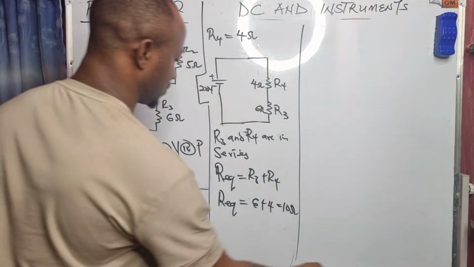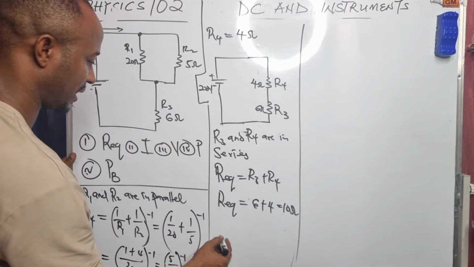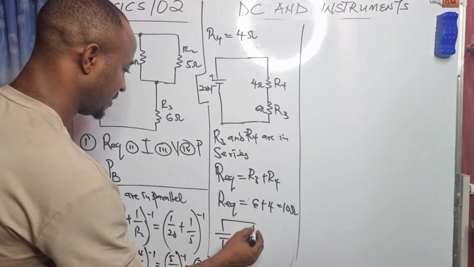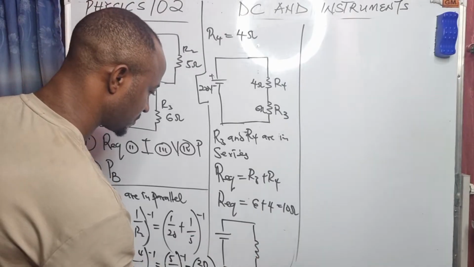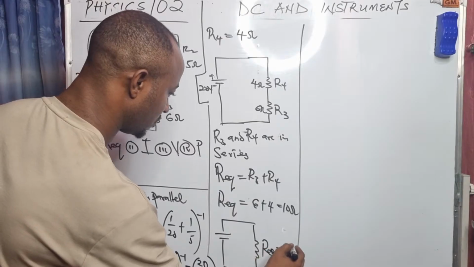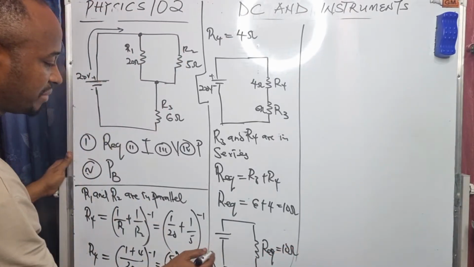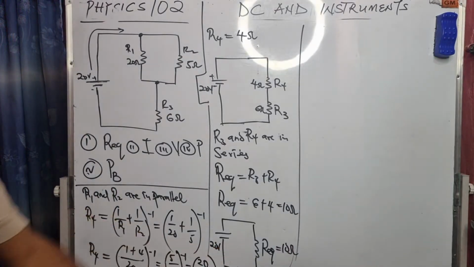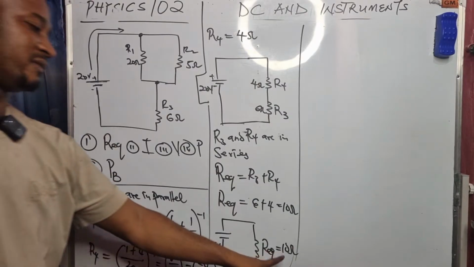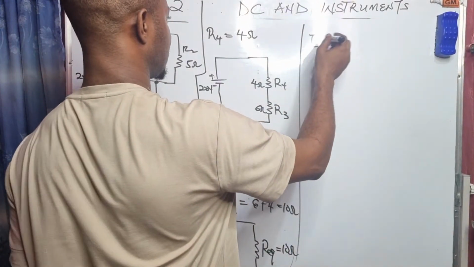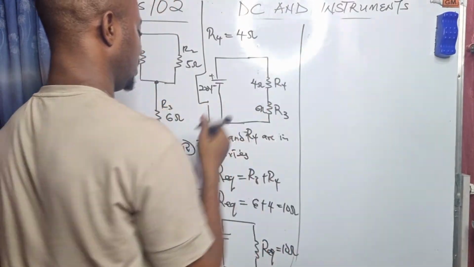We can decide to draw our new circuit, or we can even leave it, but let me just draw it for the sake of this class. This becomes my new circuit. Here we have RO equivalent to be 10 ohms. Here we have our battery source as 20 volts. But the question says find the RO equivalent, of which we have done. Number 2 says find the current that flows through each of the resistors.